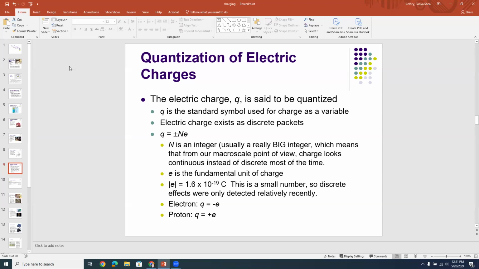Now, an electron has charge minus 1.6 times 10 to the minus 19 coulombs, and the proton has charge plus 1.6 times 10 to the minus 19 coulombs. And let's think about that for just a second. 10 to the minus 19 means the decimal point, and then 18 zeros, and then a 1 after it. Okay, so this is a tiny, tiny little number.